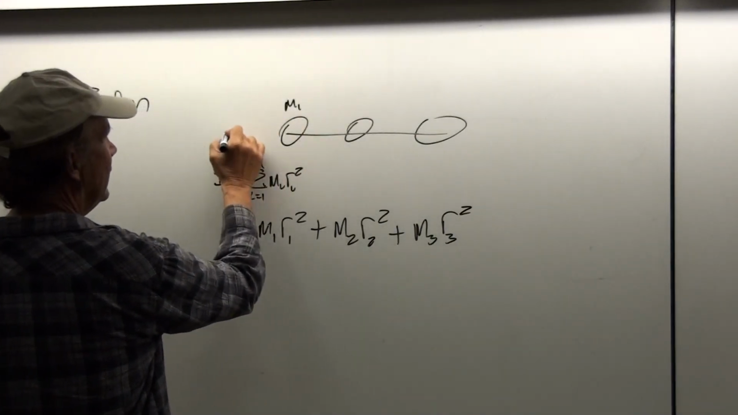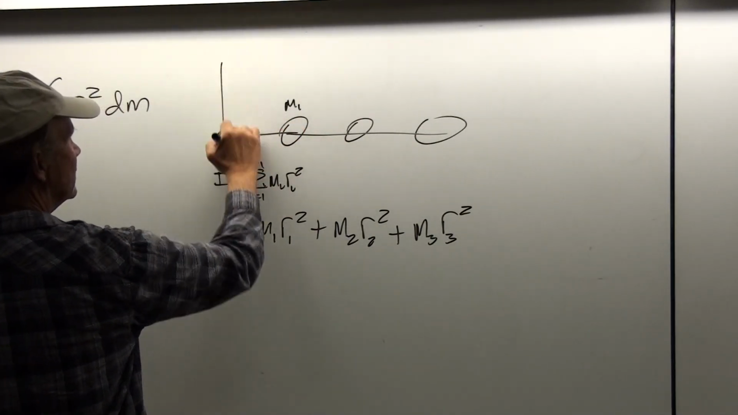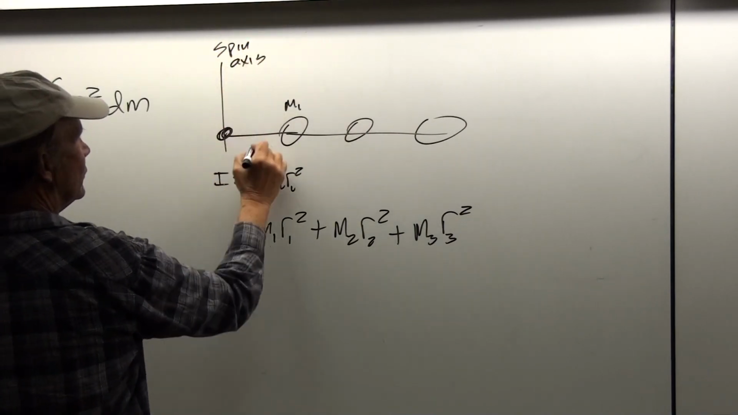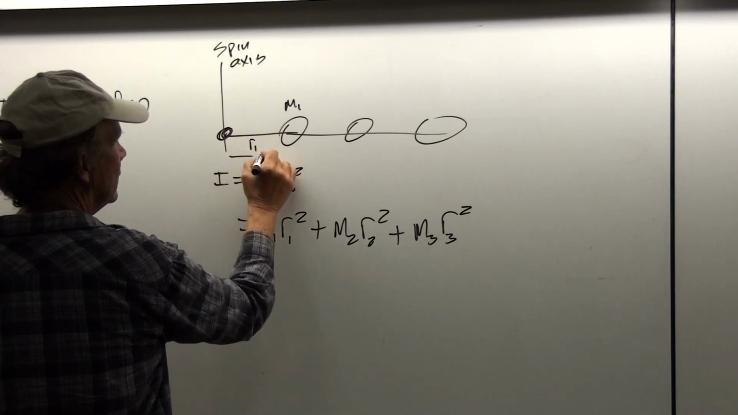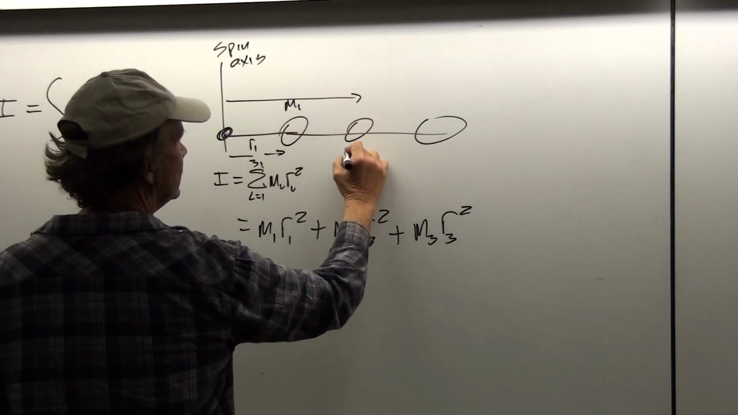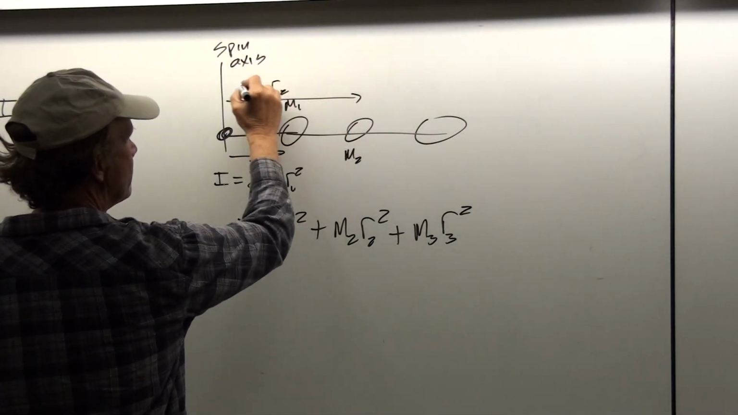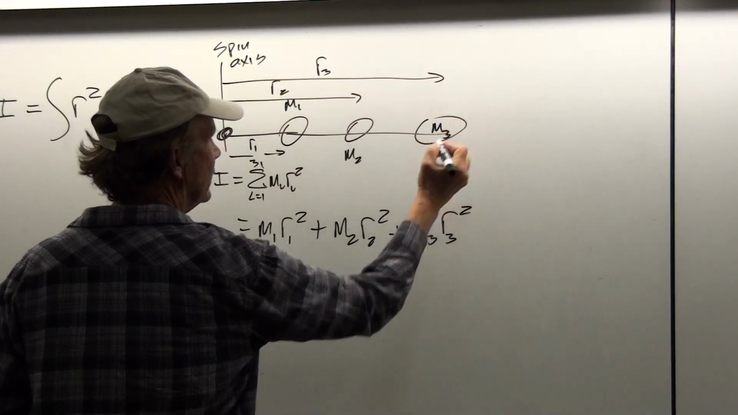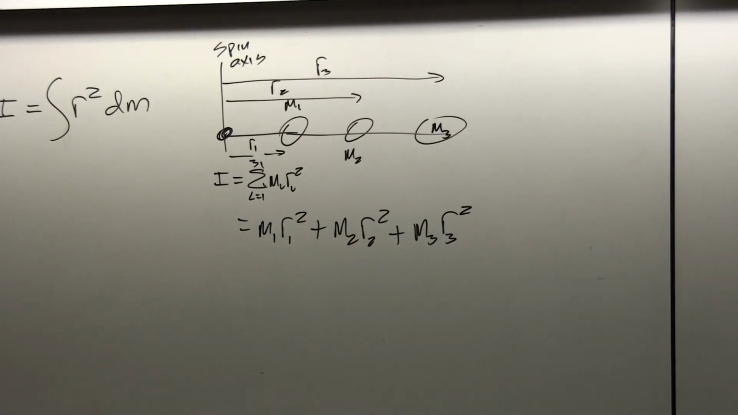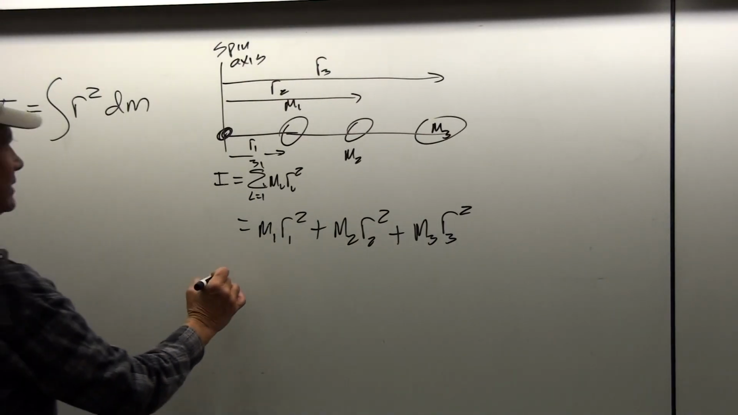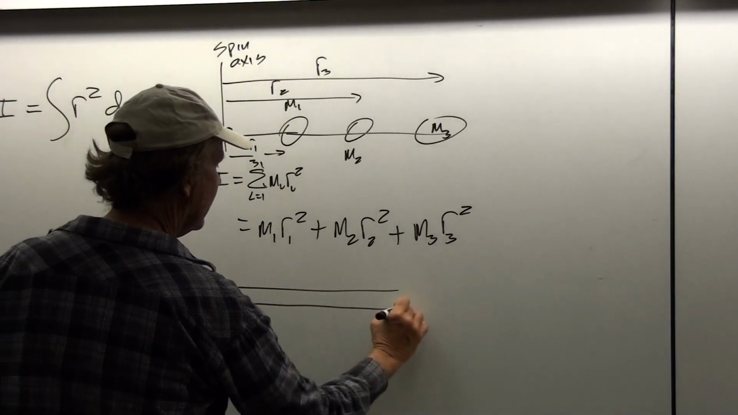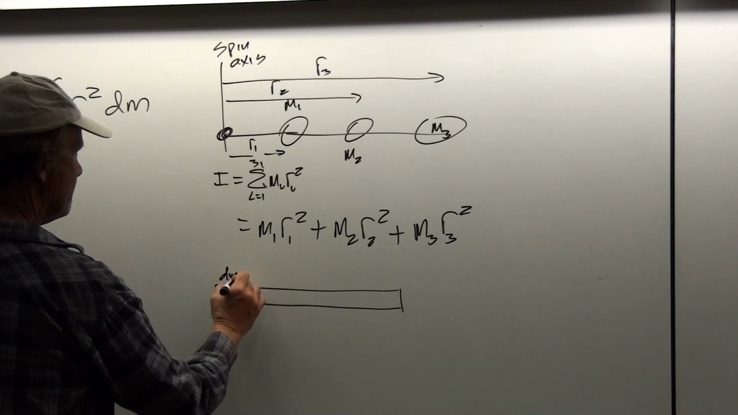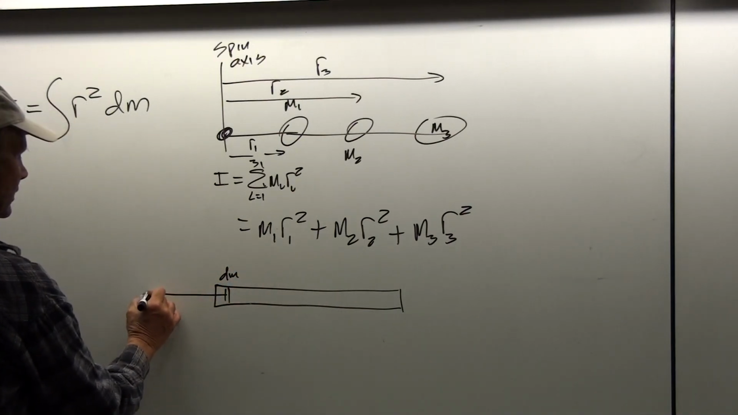Call this m1, and this being, let's say, our spin axis. So this would be r1. Here, this would be r2 to m2. And this distance here would be r3 to m3. And so we just sum them up. But what if we have a continuous array of masses? So in other words, we've got a little dm here at some distance r away.